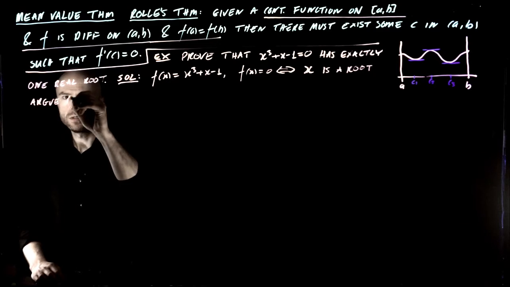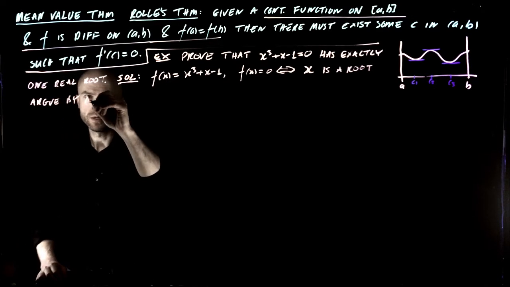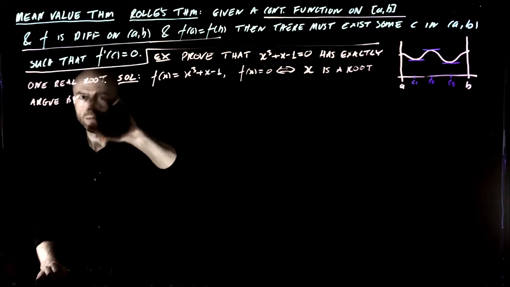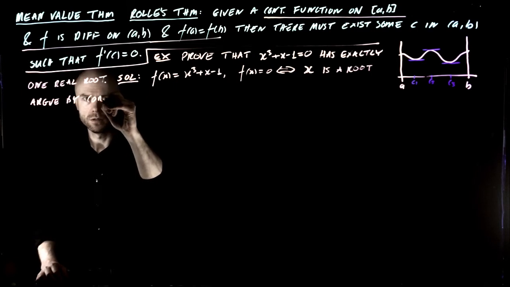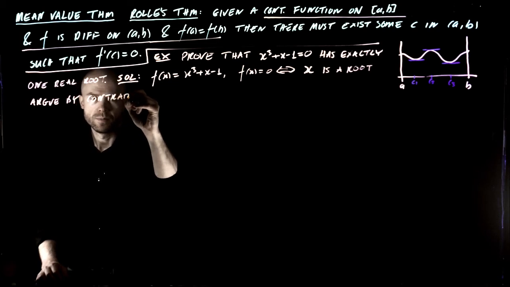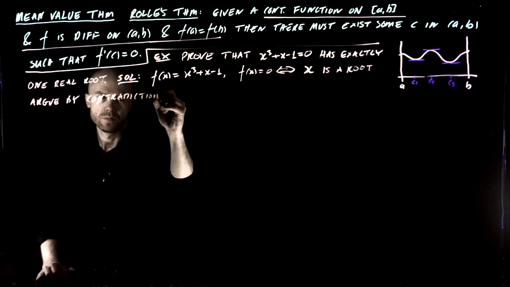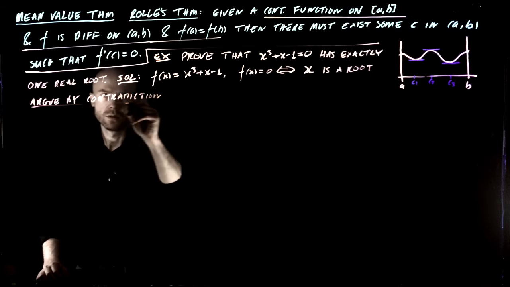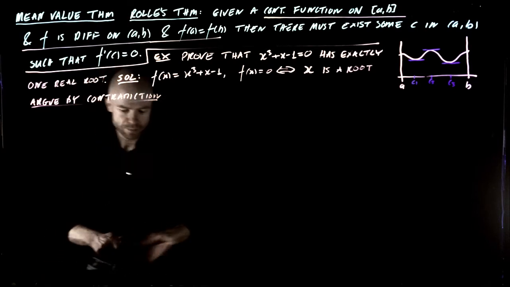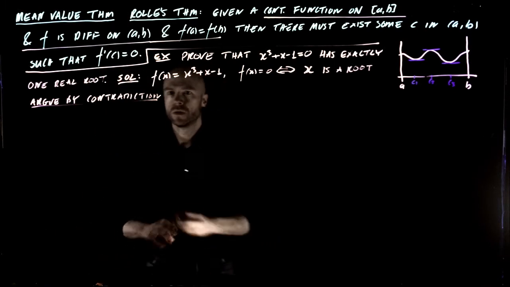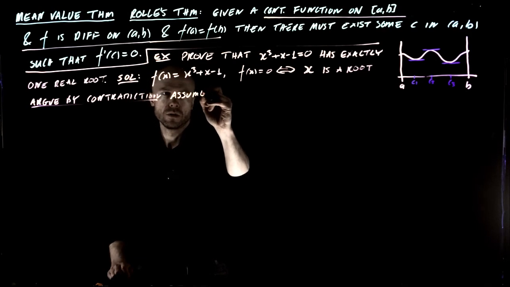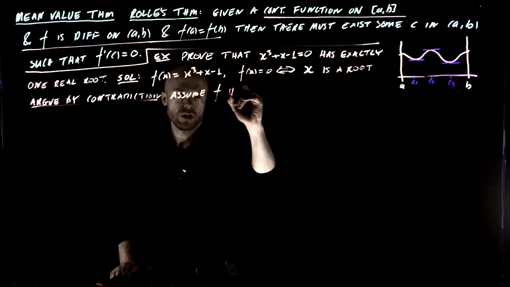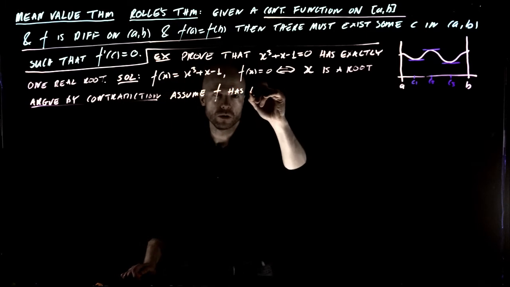So this is a standard phrase in math: argue by contradiction. Many of you maybe have never seen this before, but it's a very useful and a very common thing to do. So argue by contradiction. Assume f has more than one root.